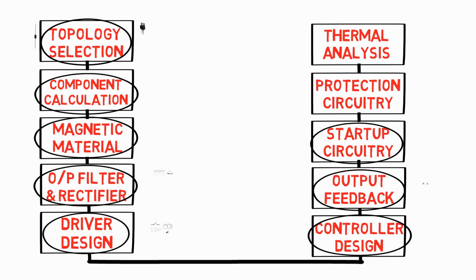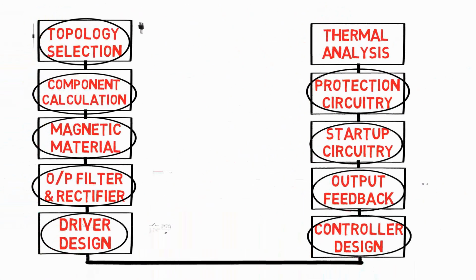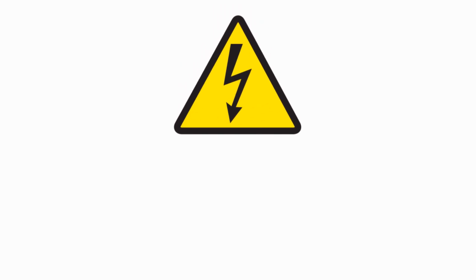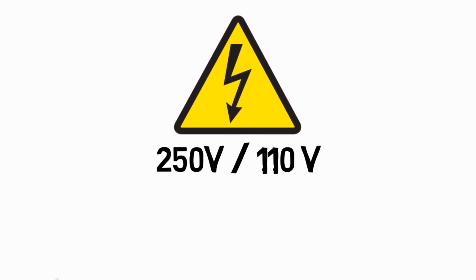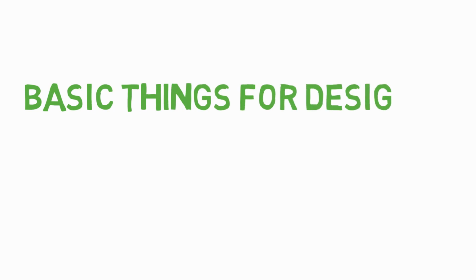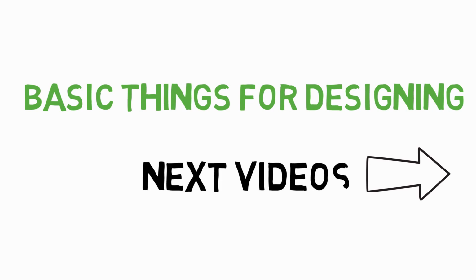Then startup circuitry is necessary to power up the controller initially. Then it will provide the PWM wave and regulation. There are a lot of protection circuits like overvoltage protection, short circuit protection, and overload protection, and this protection depends on the particular application. Next is thermal analysis, which is very important because while designing a power supply, we are dealing with very high power. And to withstand this type of environment, thermal analysis has to be done. Well, that was all about the basic things you need to consider while designing any SMPS, and we'll definitely discuss these design steps in detail in the next videos too.